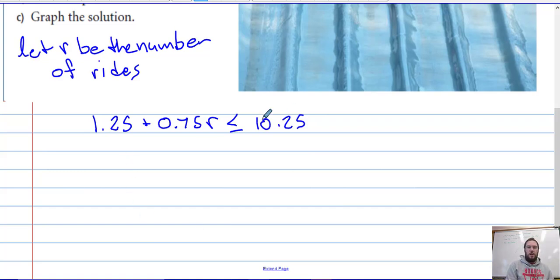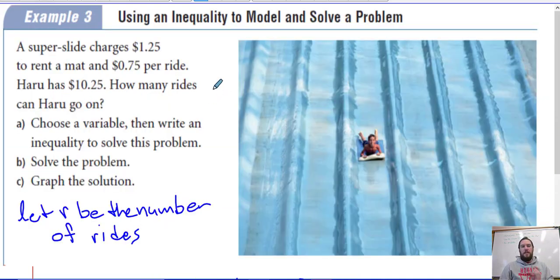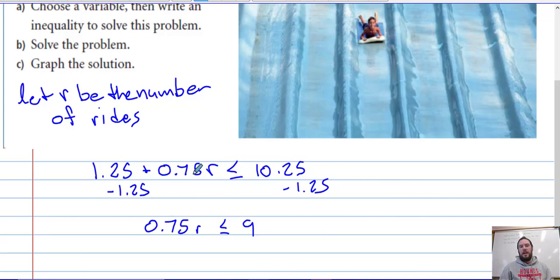So part B then says to solve this thing. So how do we solve? We take our inequality and we get the R by itself by getting rid of the other operations. So the first one I have to get rid of is the 1.25. So we're going to subtract 1.25 from both sides. And I get 0.75 R less than or equal to 9. And notice I didn't do the divide and the minus at the same time, whereas in the last question, I did do two operations at the same time. The reason I was able to do two for this one was because they were both subtractions. In this case, because I have one subtraction and one multiplication, I have to take my time and do them one step at a time.